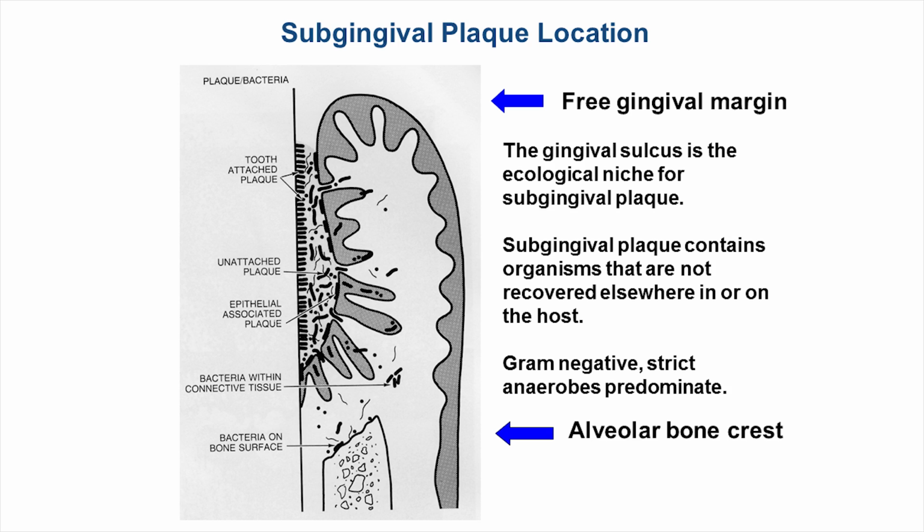The important point here is that there is a change in the composition of the subgingival plaque as we move from the surface of the tooth to the sulcular epithelium. But regardless of the change in the composition of the types of organisms, most of these organisms are strictly anaerobic organisms. They do not grow in the presence of oxygen, and they are gram-negative organisms, which makes them quite distinct from supragingival plaque.